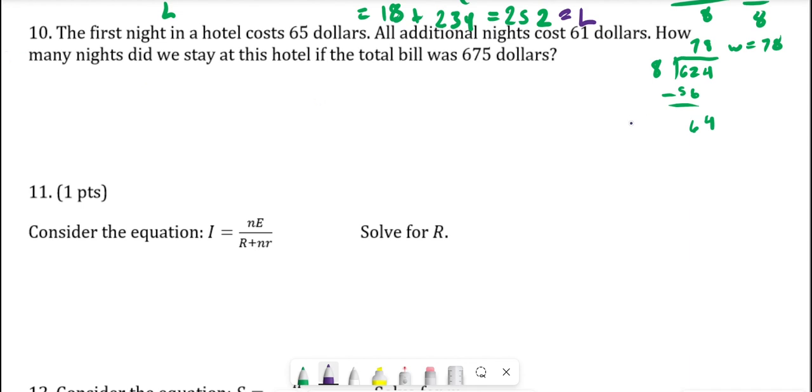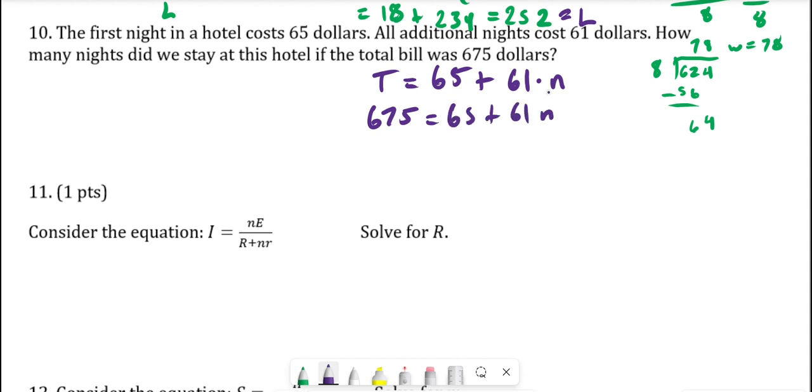Moving on, we have a hotel that costs $65 the first night and $61 each night thereafter. How many nights did we stay at the hotel if the total bill was $675? So let's write down the total bill. The equation for that would be $65 plus $61 times the number of additional nights. Let's call that N. So if this was $675, how many additional nights did we stay? Well, this is 65 plus 61n.